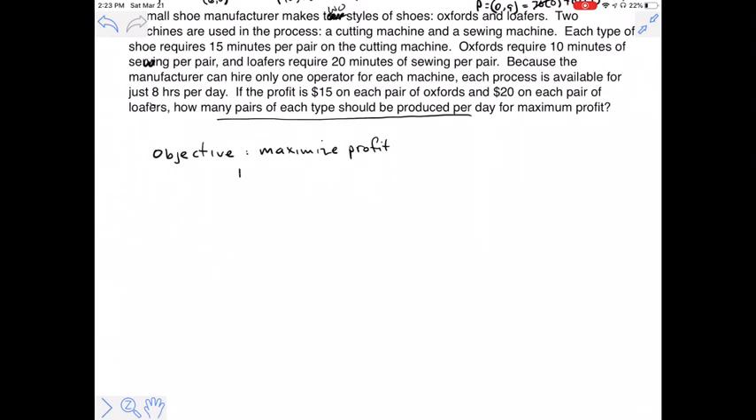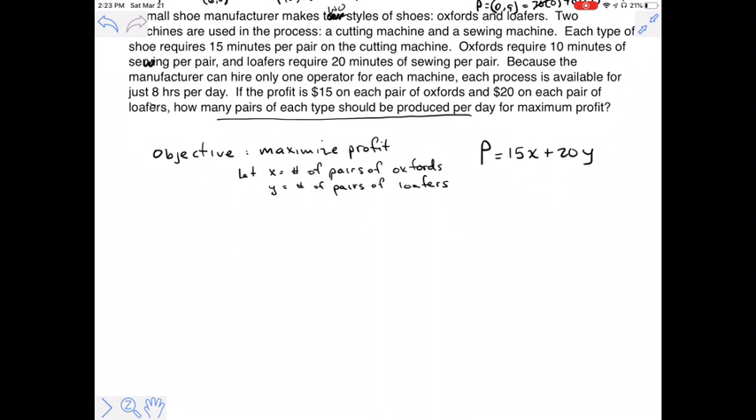Now, if we're going to assign variables, I'm going to let x be the number of pairs of Oxfords, and I'm going to let y be the number of pairs of loafers. And since my objective is profit, I'm going to say P for profit. It's $15 per pair of Oxfords plus $20 per pair of loafers. This is an equation that's going to describe profit. So there's my objective function.